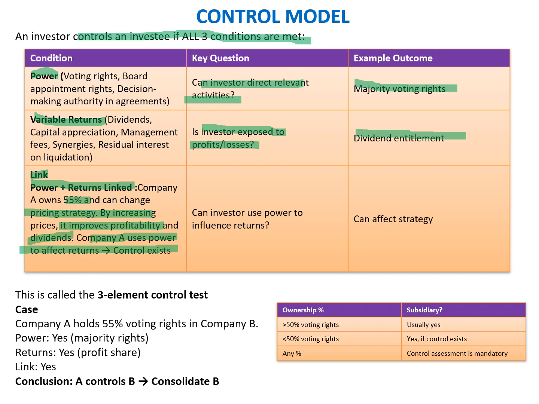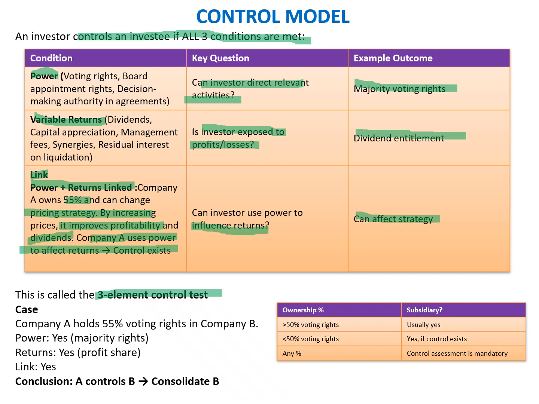So, can the investor use the power to influence the return? If the answer is yes, then definitely it has that control, so it can affect the strategy. This is called the three-element control test, and all three need to be met before we can apply the consolidation procedure as per Ind AS 110.